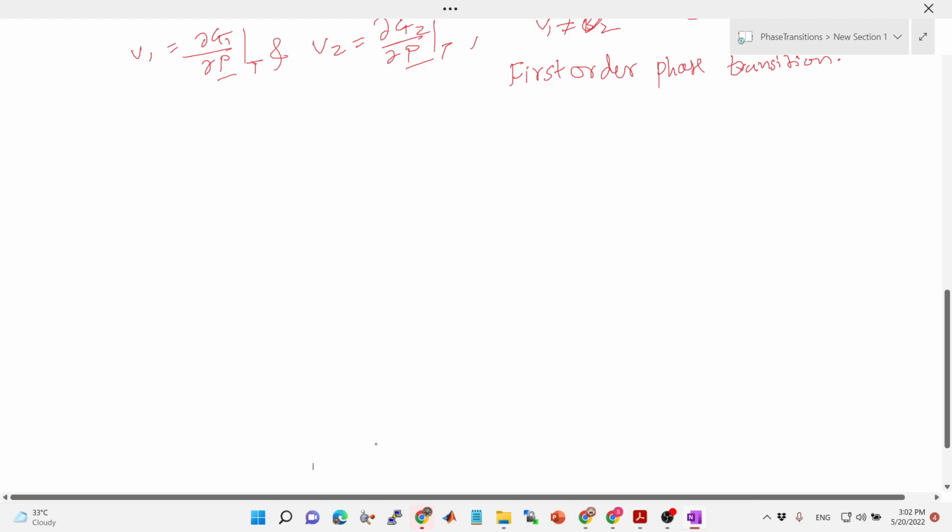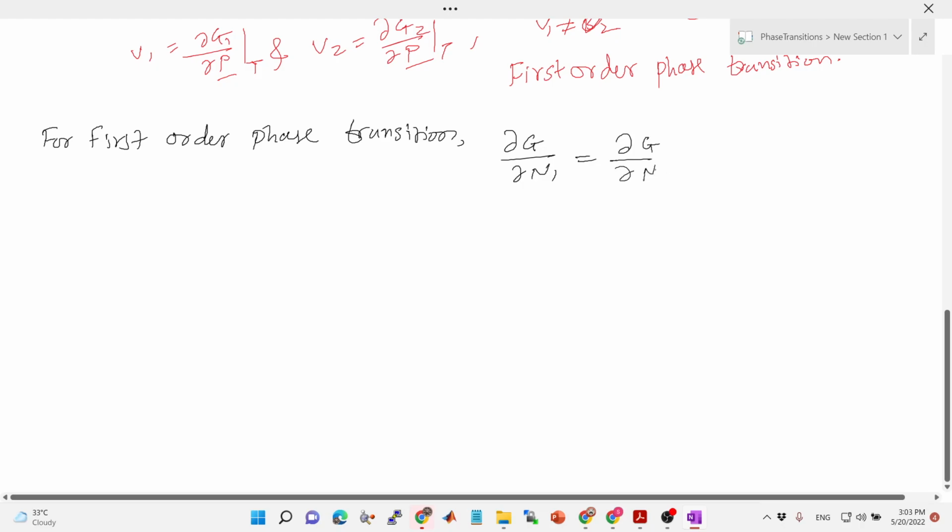So remember that for first order phase transition, ∂G/∂N1 should be equal to ∂G/∂N2. That means mu1 is equal to mu2.